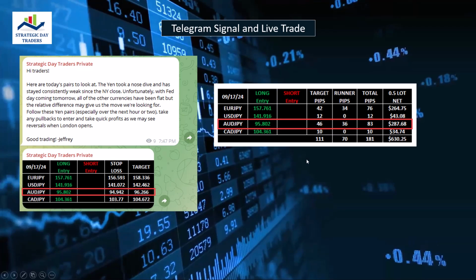The following day, I put those out also, and 95.802, we hit that, and we got a target of 46 pips on our first, and I always like to place a runner, so I'll have 2 targets going for a total of 83 pips on this particular one, and at half a lot, that was a quick almost 300 bucks.